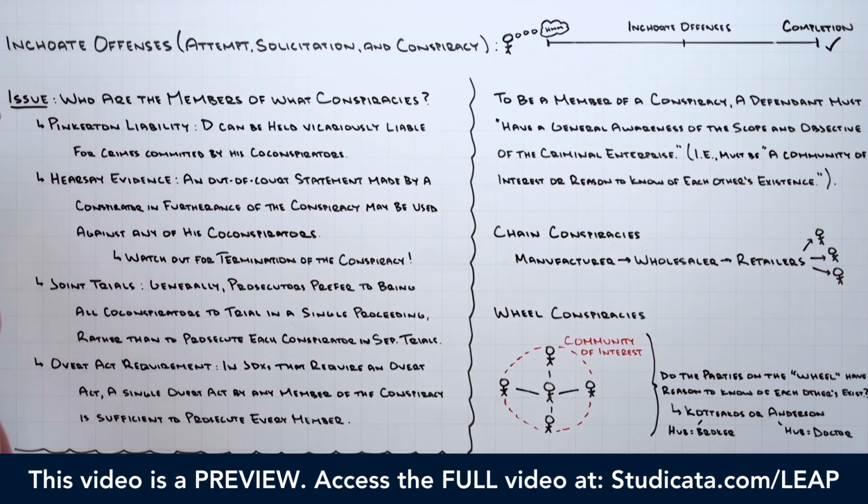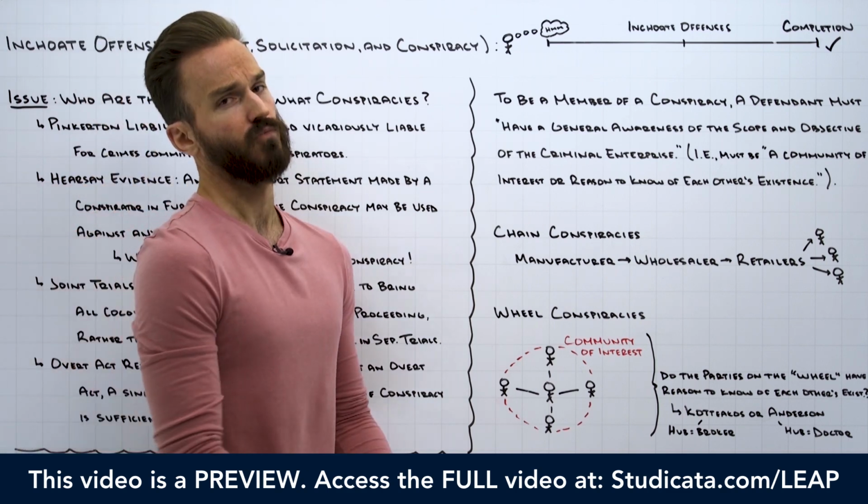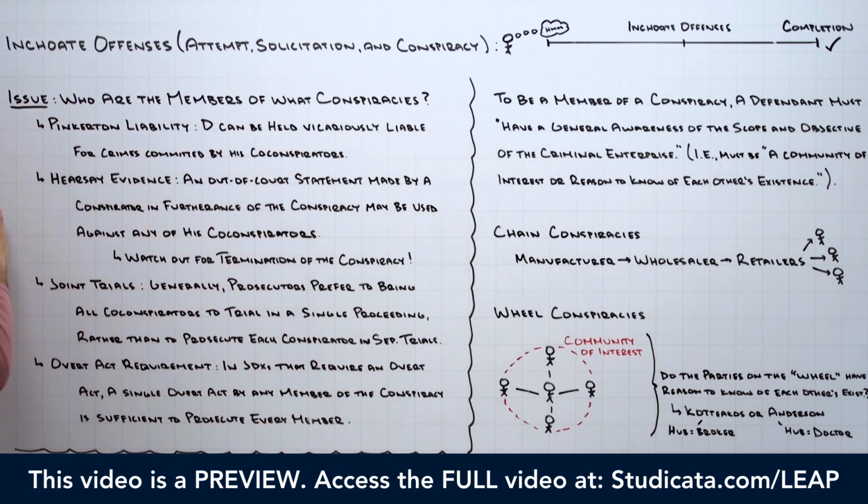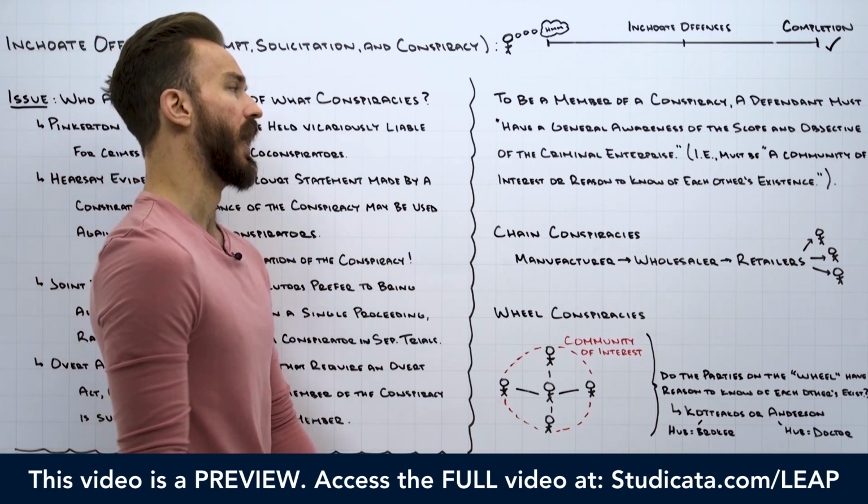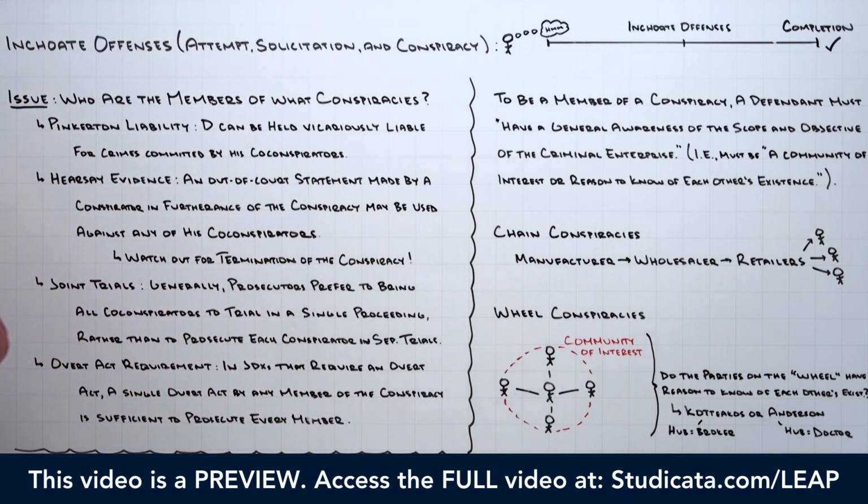Prosecutors in jurisdictions that require an overt act, right? It's going to be important to know who the members are of what conspiracy in determining that overt act, because a single overt act by any member will be sufficient to prosecute every member of the conspiracy.